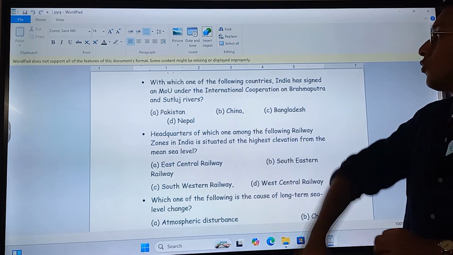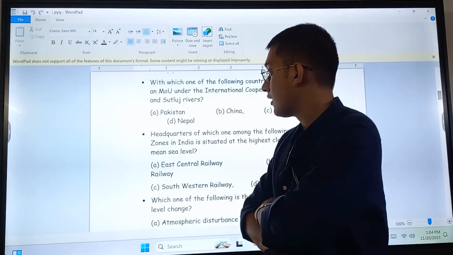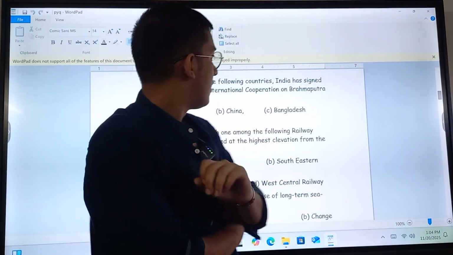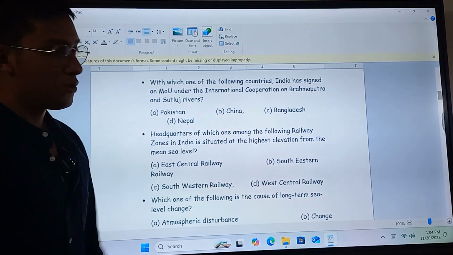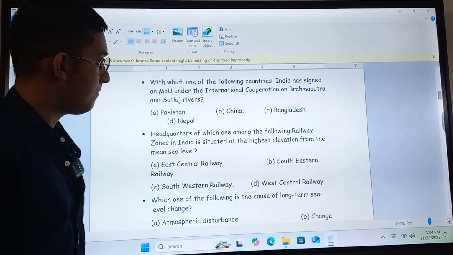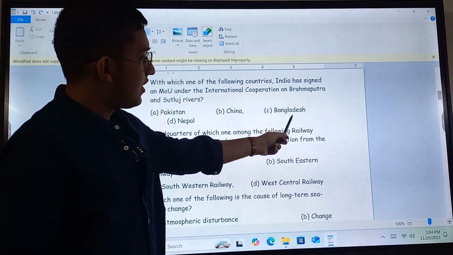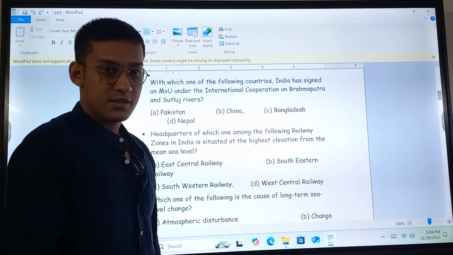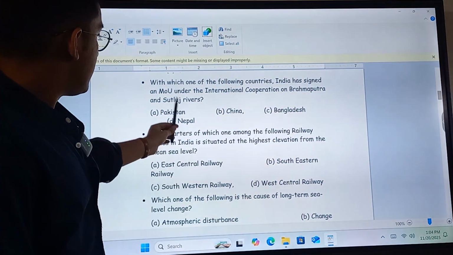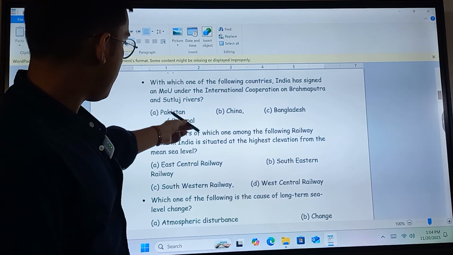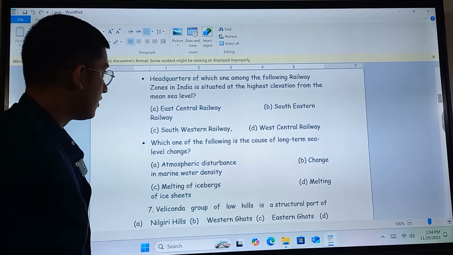Now coming to this one. With which one of the following countries has India signed an MOU under the international cooperation of Brahmaputra and Satluj River? So questions like this are very easy to tackle. What can we do here? The two rivers mentioned here are Brahmaputra and Satluj. Now we know where Brahmaputra flows, right? It's in Assam and the northeast. We know where Satluj flows, it's in the Ladakh area. So Bangladesh cannot be because Satluj doesn't flow from it, right? Also, China can be because Brahmaputra flows but Satluj doesn't flow. The answer here will be China and not Pakistan or Nepal, because in China Brahmaputra starts and Satluj starts, right?